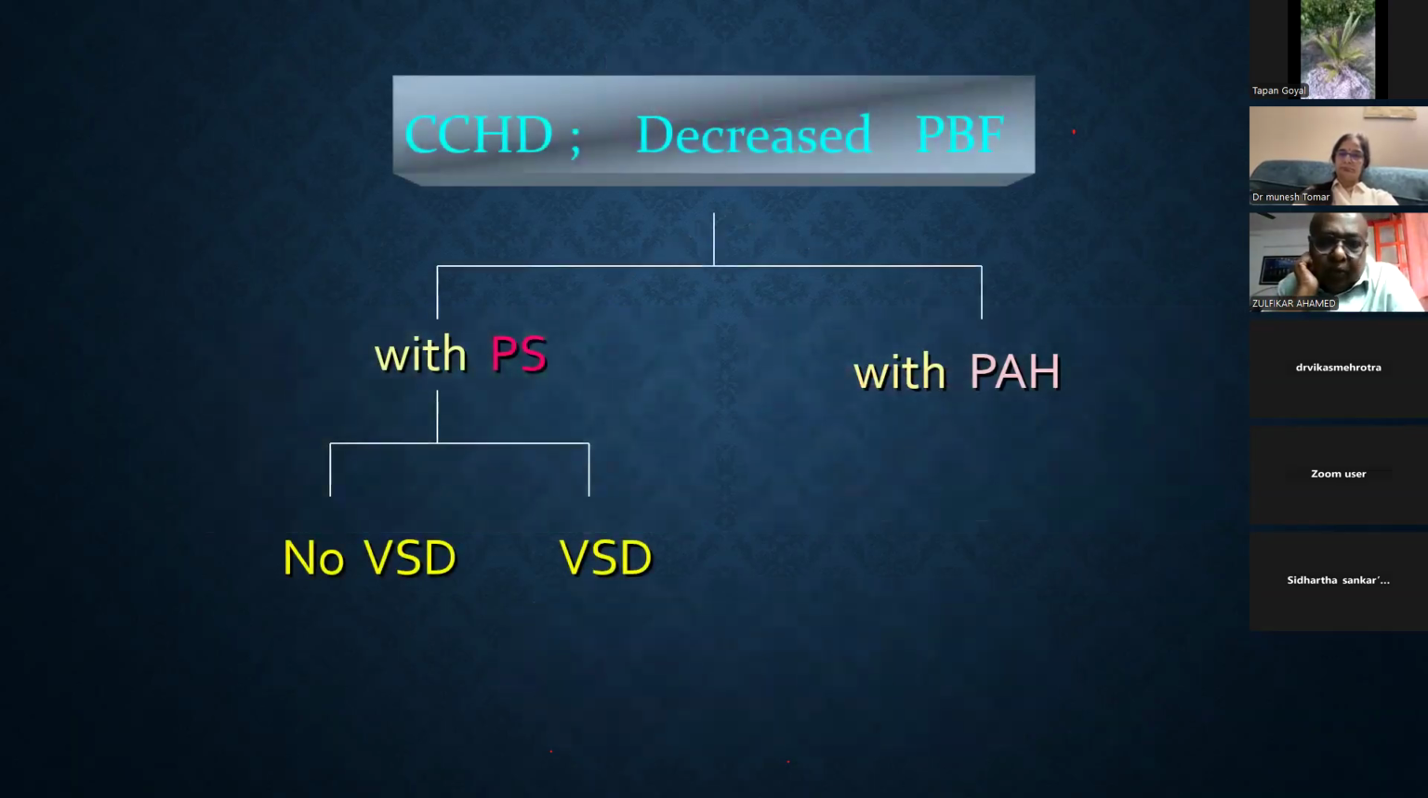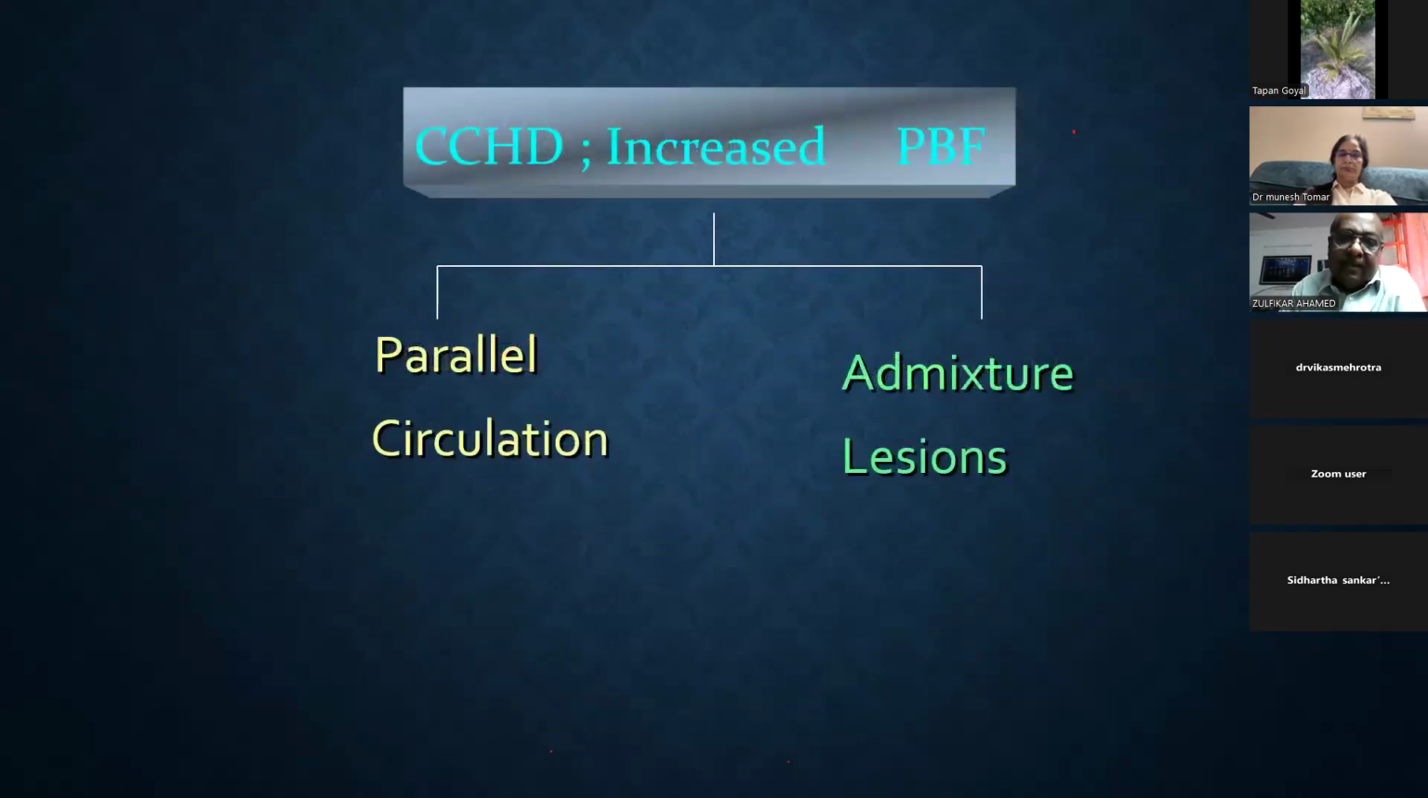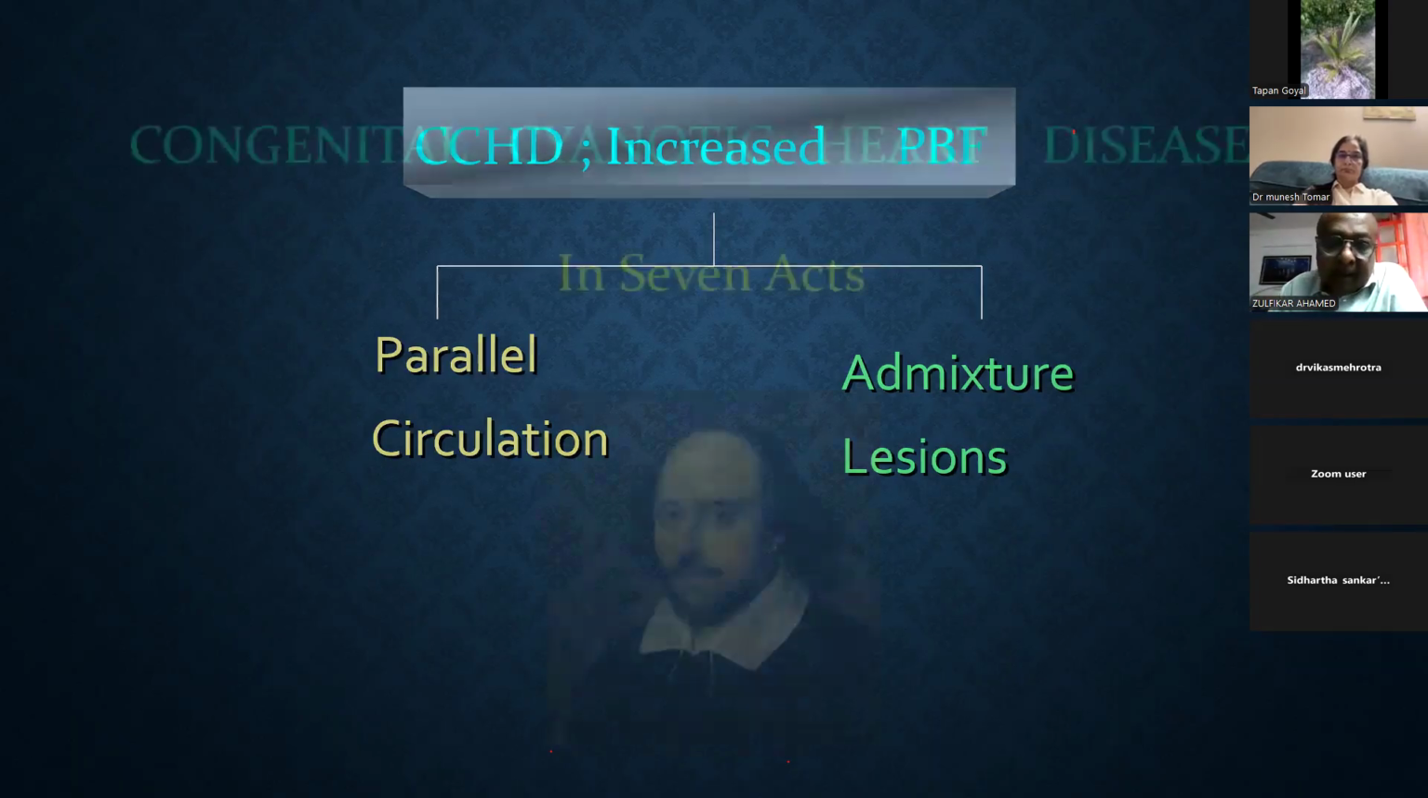Now, there are five major groups. Cyanotic heart disease with reduced flow can be due to pulmonary stenosis, or it can be due to pulmonary vascular occlusive disease. With pulmonary stenosis, naturally you need a right to left shunt, and that right to left shunt, the majority are due to a VSD. Very rarely, some of them can have no VSD, so the shunt will be across the atrial septal defect. Then the second important group is with increased pulmonary blood flow, which can again conveniently be classified into a parallel circulation like a TGA and an admixture like a single atrium, which we will discuss a little later.